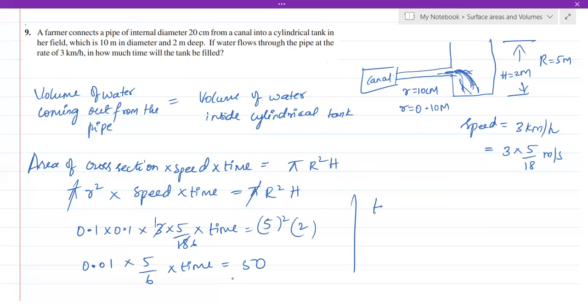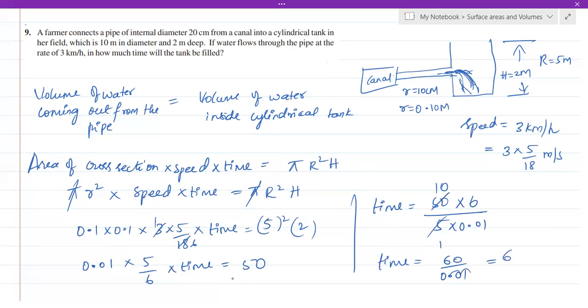Therefore, let's transpose everything to the other side. Time will be equal to 50. 6 comes to the numerator. Other things come to the denominator, 5 into 0.01. Here actually we can cancel 5 ones are 5, 10s are. So time is equal to 10 into 6 is 60, 60 by 0.01. So if you remove the decimals in the denominator, we have to put zeros in the numerator. After the decimal, you have got 2 digits.